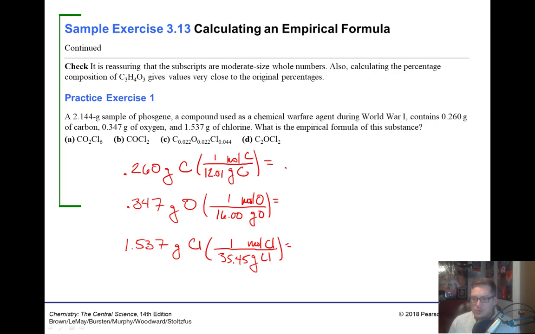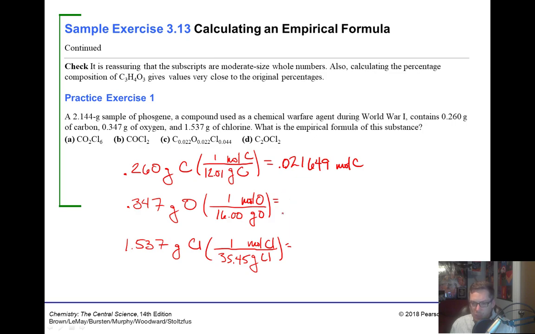0.021649. So when you're doing this, it's helpful not to round too early, okay? My goodness, I can't see my calculator. All right, so that's in moles of carbon.